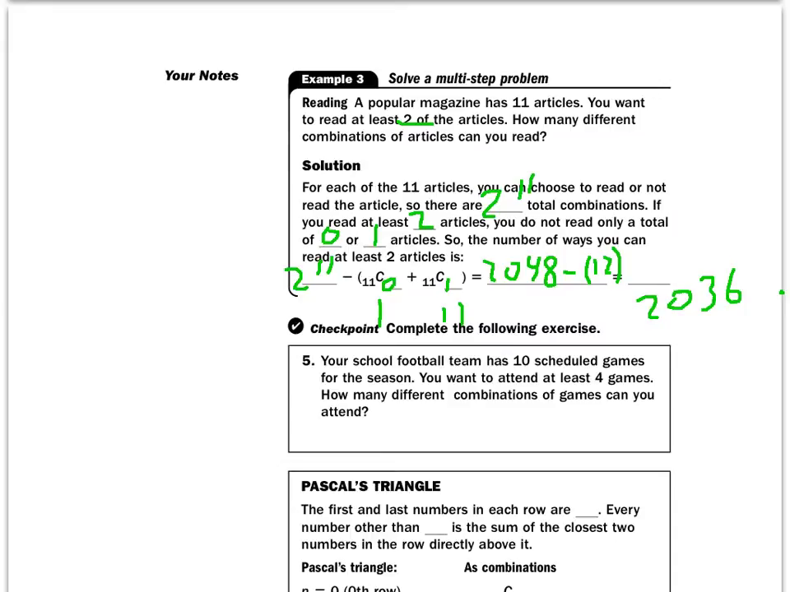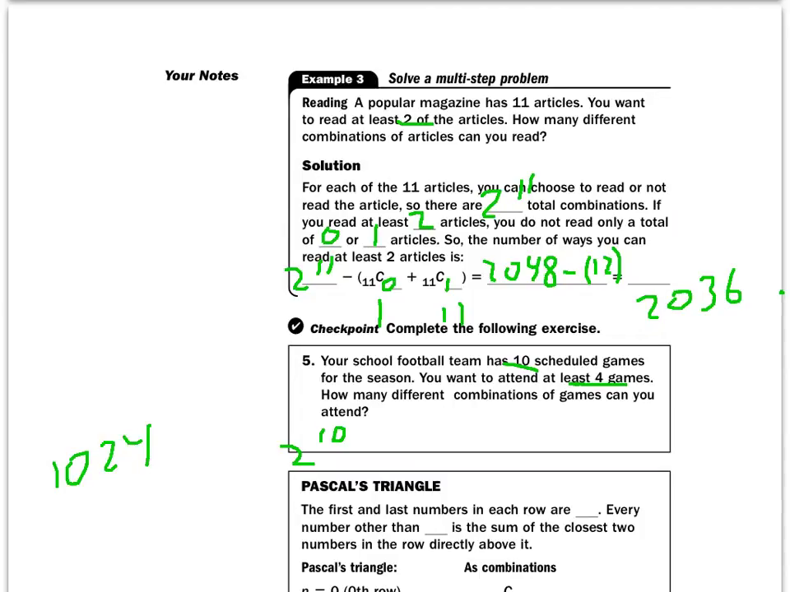Your high school football team has 10 scheduled games for the season. You want to attend at least 4. That means what can you not do? Right, 0, 1, 2, or 3. You can't do that. And you have a choice to attend all of them, right? So you can do 2 to the 10th, every game. That's 1,024 different things you could do. Let's write that over here, 1,024 different things you can do.